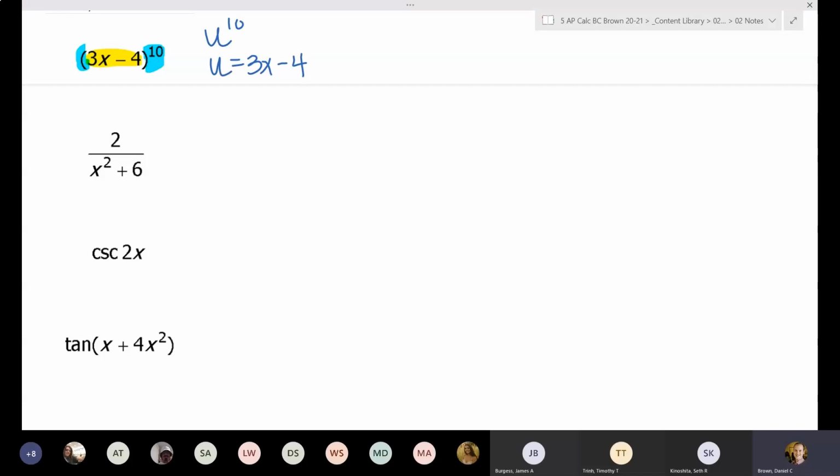This second one, could use the quotient rule.